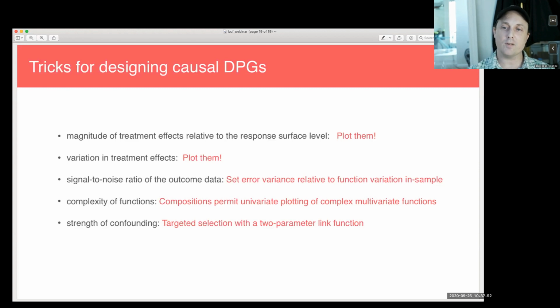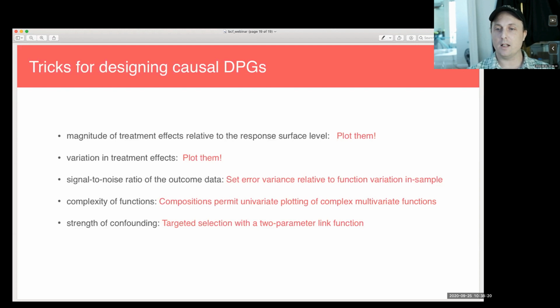The complexity of the function, it can be quite hard. And one thing that I like to do is use what's called a single index model, because it allows you to have multivariate functions that are quite complex and difficult to learn, but it allows you to plot them by plotting the inner argument, which could be a linear regression or a simpler, like an additive function, basically. So nonlinear transformations of additive functions, which is sort of what neural networks do, right? Compositions of functions. But that allows plotting.